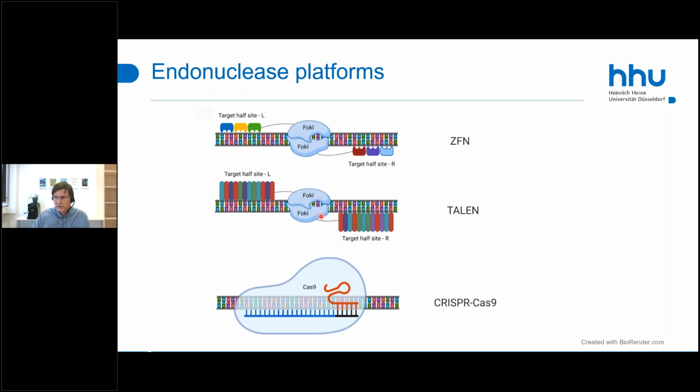And you have a scissor, while the most recent development in this field are the clustered regularly interspaced short palindromic repeats, short CRISPR, and Cas9 associated protein. Here you have also 2 components, but in difference to the 2 upper, this is based on an RNA and protein complex. In this case, the RNA guides the scissor to the target site.